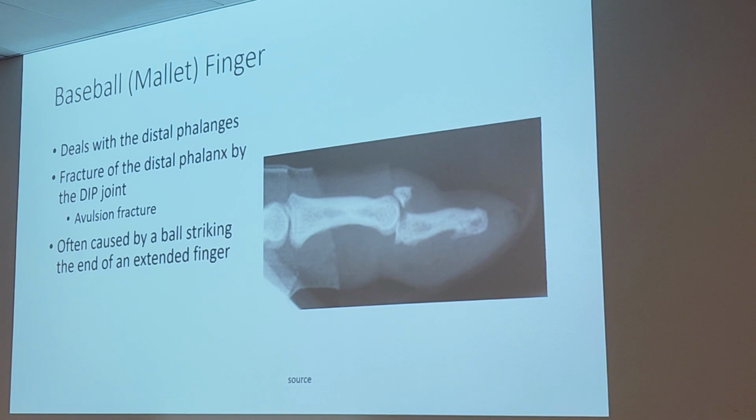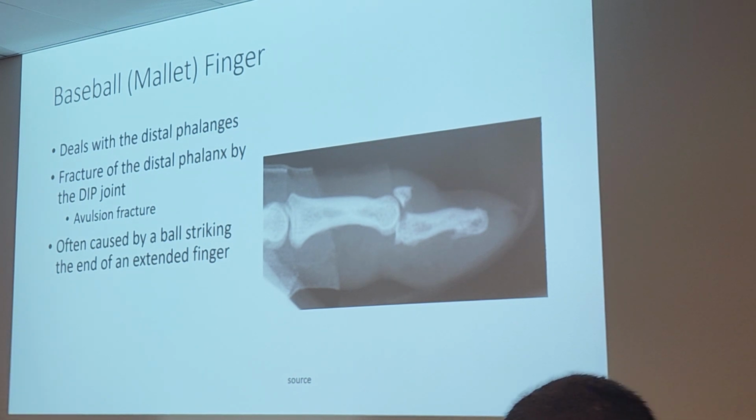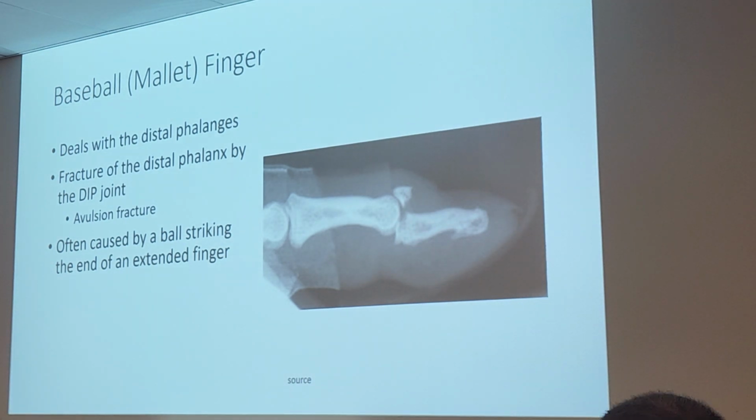Now, we've got baseball finger, also known as mallet finger. So this deals with the distal phalanges. It doesn't have to be the thumb, but the thumb could be affected. The idea is, all right, you're playing baseball, right? Throws the ball, you're like, okay, I've got it, try and catch it. Baseball comes by, you barely miss, hits the finger right here. What happens when it hits this finger?